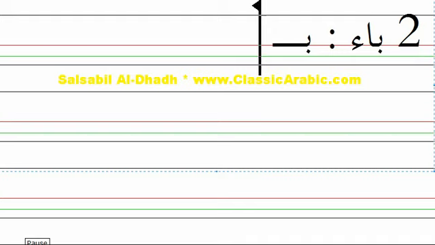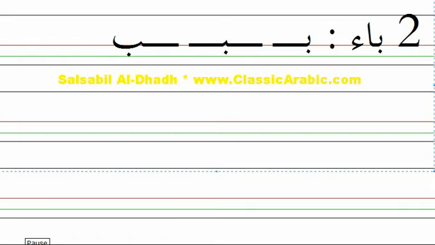If it is in the middle of the word, so there is already a letter before, and this is the ba, and we cut the tail because we are preparing the ba to be connected with the letter after. And if it is at the end of the word, so this is the letter before and here is the ba. Now we don't cut the tail because it's the last letter in the word.